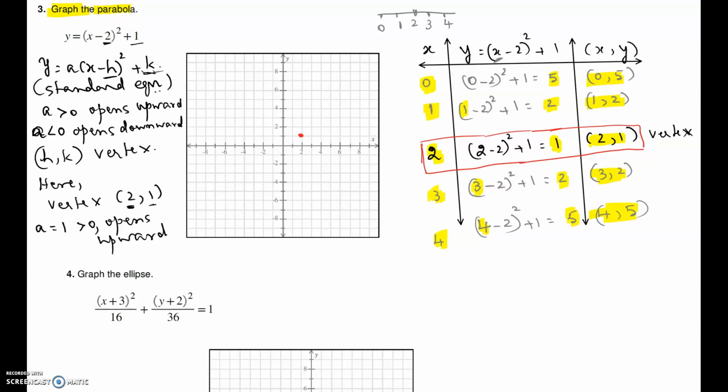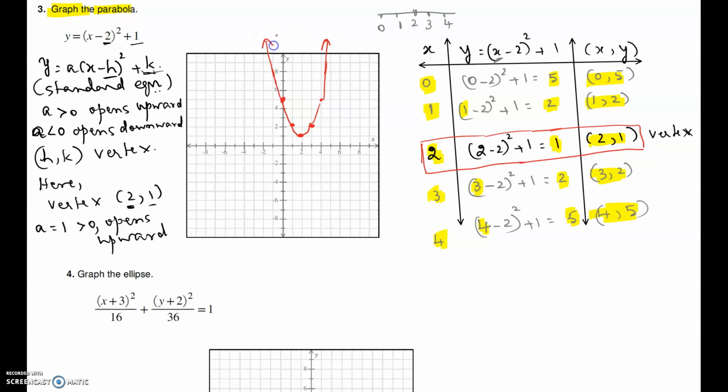Then we'll plot (0, 5), then (1, 2), (3, 2), (4, 5). So connect them by means of a smooth graph.